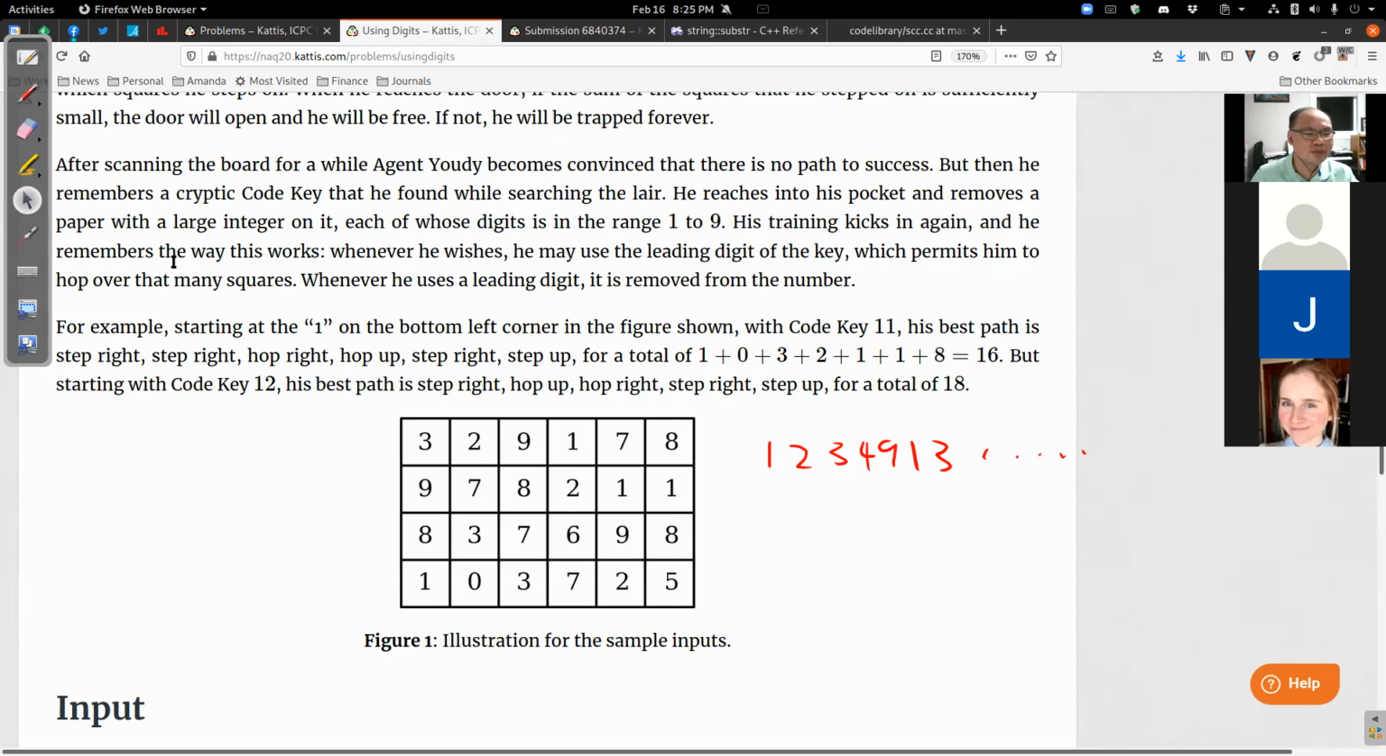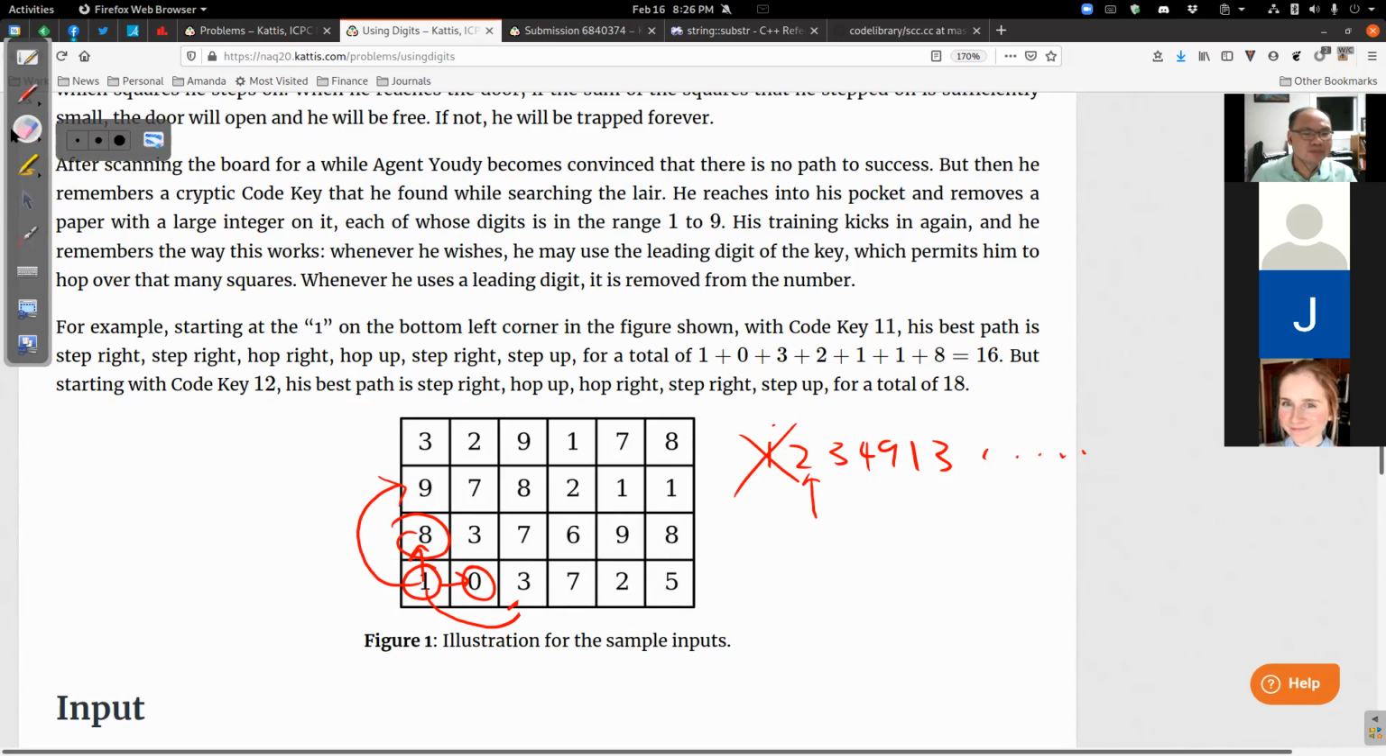His training kicks in again, and he remembers the way this works. Whenever he wishes, he may use the leading digit of the key, which permits him to hop over that many squares. Again, you can only hop either up or to the right. Whenever he uses the leading digit, it is removed from the number. So when you're down here, you can go this way by 1 step. You can go this way by 1 step. But you can also decide to get rid of this first digit and hop 1 step this way and hop 1 step this way. And once you decide to hop, you cannot use this one again. And the next time if you want to hop, you have to hop 2 like this. Okay. If you decide just to move 1 step, then you don't use up this digit and you can save the 1 for later.